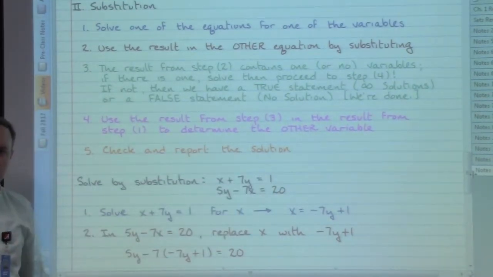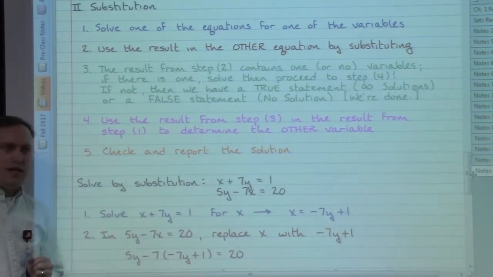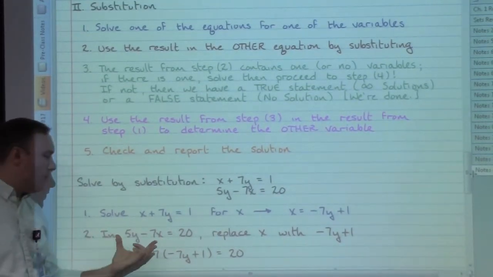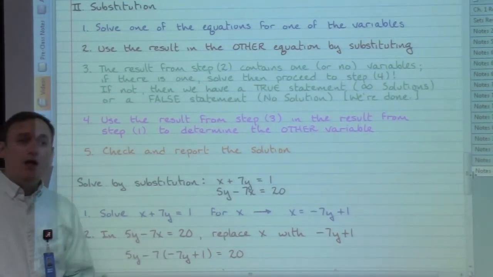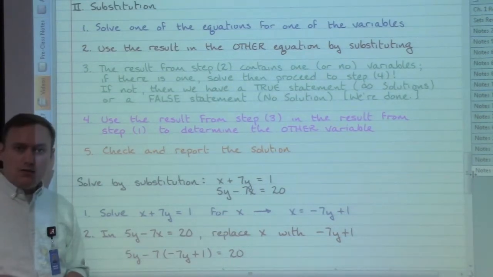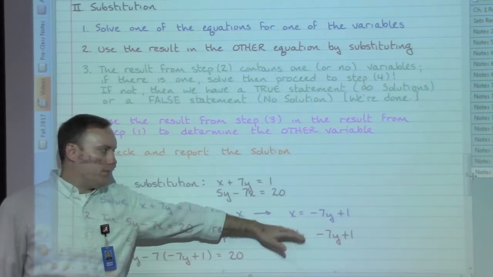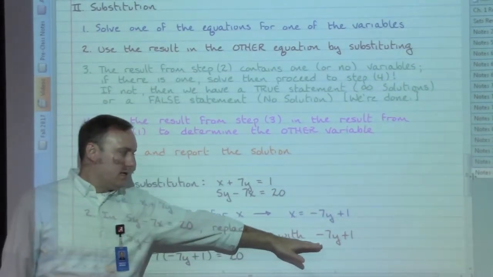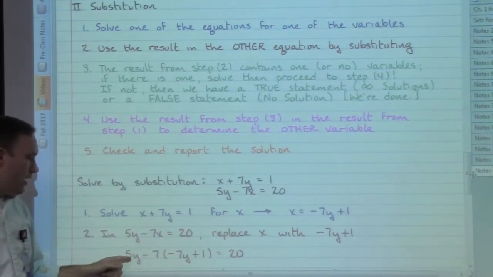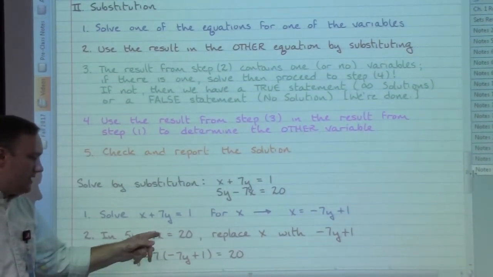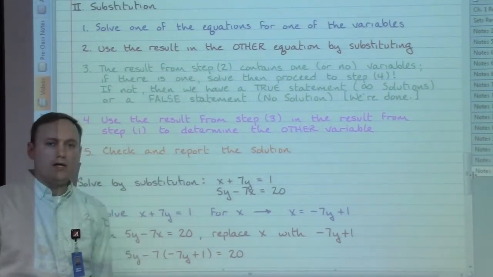Now that I've used that first equation, I'm not going to use it with my second step. In my second step, I'm going to have to use the other equation, 5y minus 7x is equal to 20. I'm going to replace the x with what I discovered from completing my first step, the negative 7y plus 1. So 5y minus 7, instead of the x, I'm putting in negative 7y plus 1, equals 20.